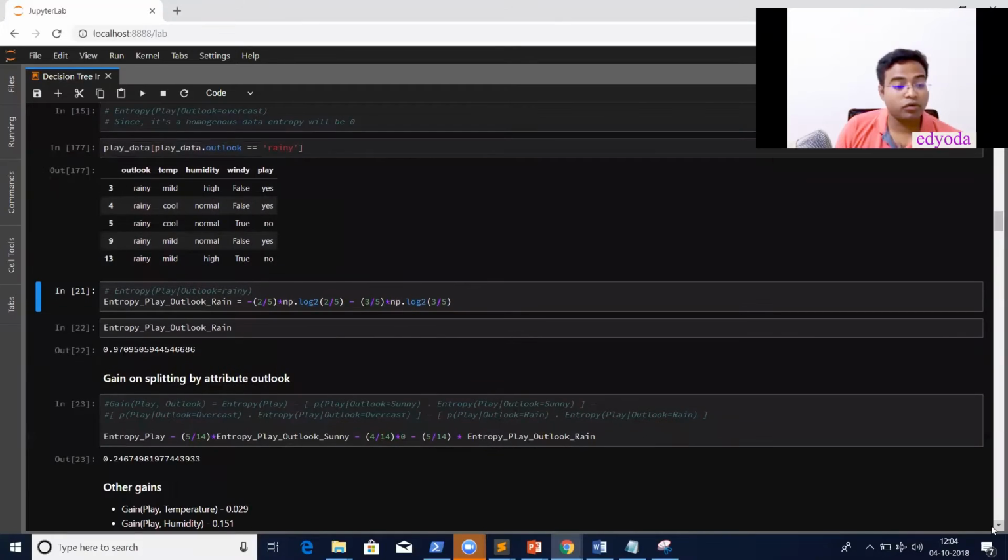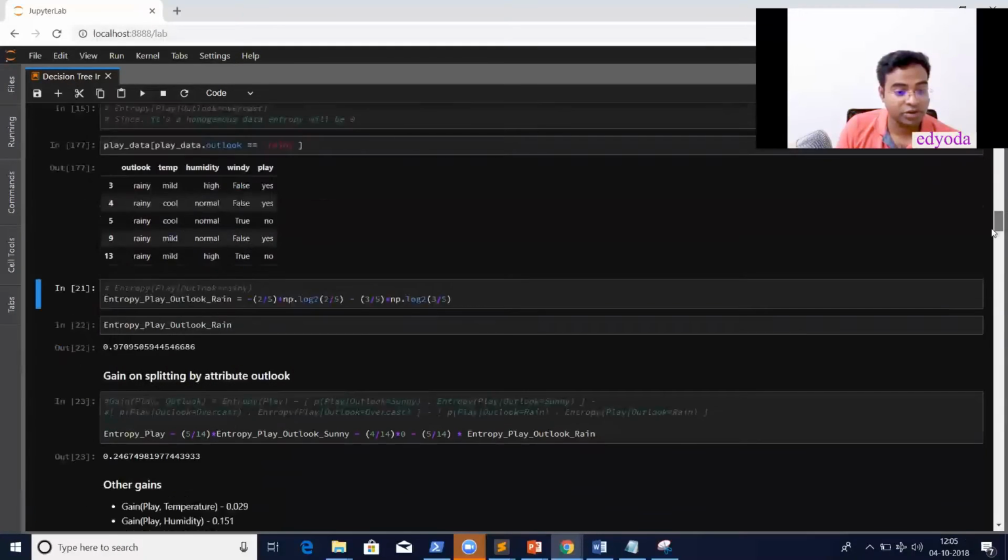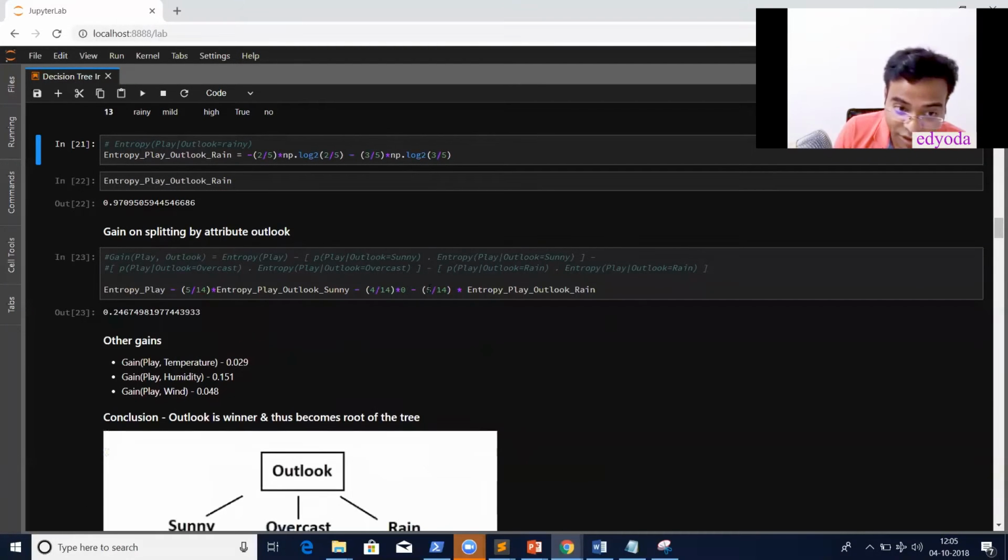So to find the information gain when the splitting is based on the outlook, we take the entropy of play that we have calculated, 5 by 14 for sunny, times the entropy of sunny, which we calculated. 4 by 14 is for overcast, right? And since the entropy is 0, we multiply 0 over here. 5 by 14 and the entropy of play for rain. On doing the entire thing, we get the value like this, 0.2467, right?